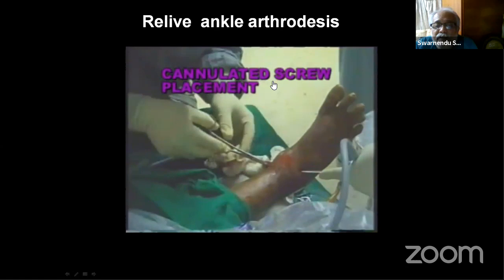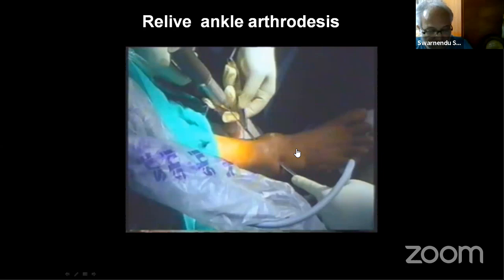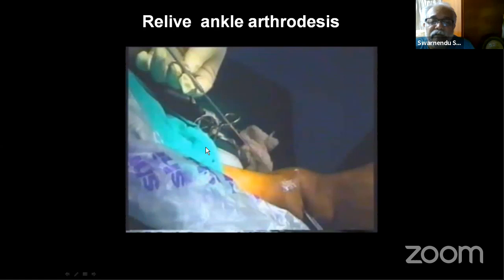Okay, so cannulated screw, I go from the medial side, also from the lateral side. I go from the medial and lateral. This is the cannulated screw. I am going from there. Can you see that? Yeah.